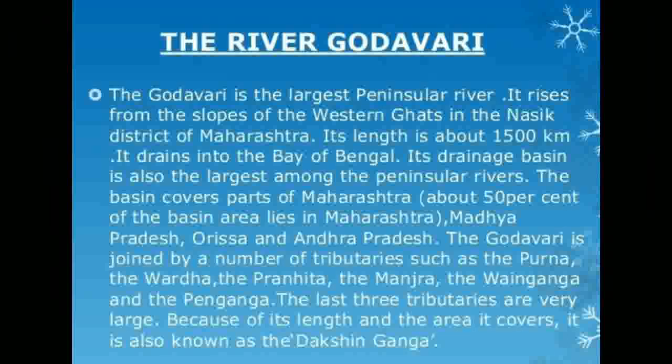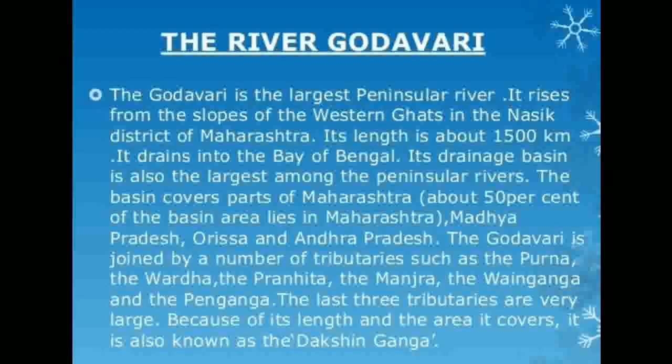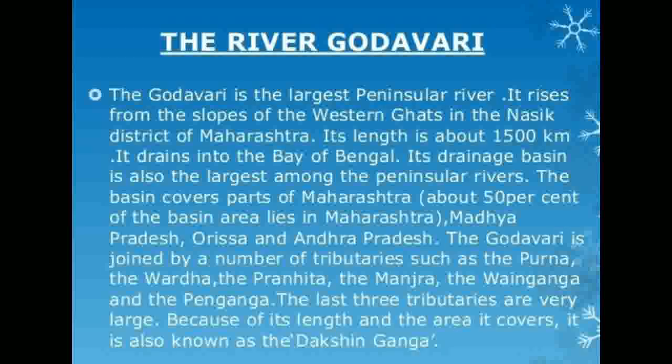It is the largest river as far as the Peninsula rivers are concerned. It is also called the Dakshin Ganga. Dakshin means south, and it is called the South Ganga. It started its journey on the slopes of the Western Ghats near Nasik district. The total length of this river is around 1500 kilometers up to the Bay of Bengal, and it is the largest river as far as the Peninsula rivers are concerned.